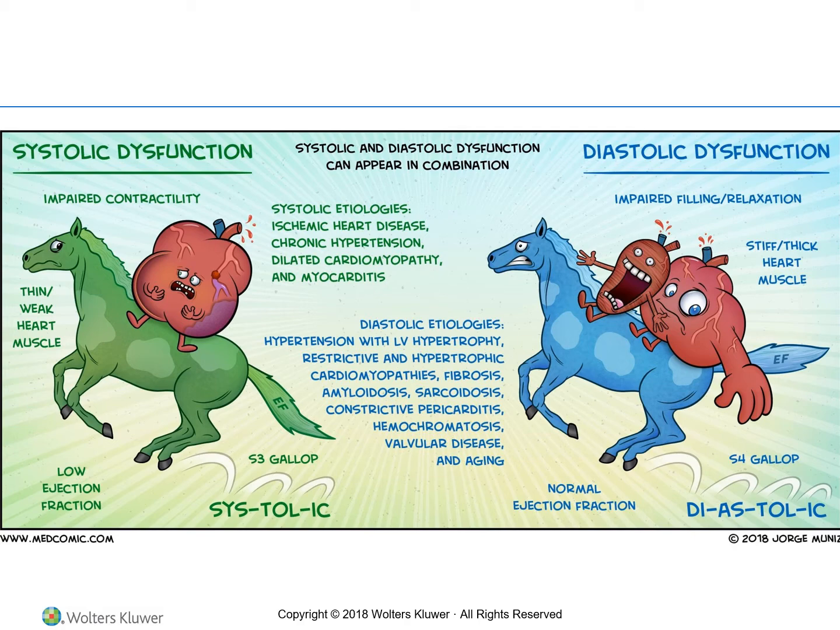As far as patients diagnosed, a third have systolic dysfunction, a third will have diastolic dysfunction, and then a third will have both. So you can actually see both systolic and diastolic. This is just a visual, if you're a visual person, a visual way to remember systolic versus diastolic.